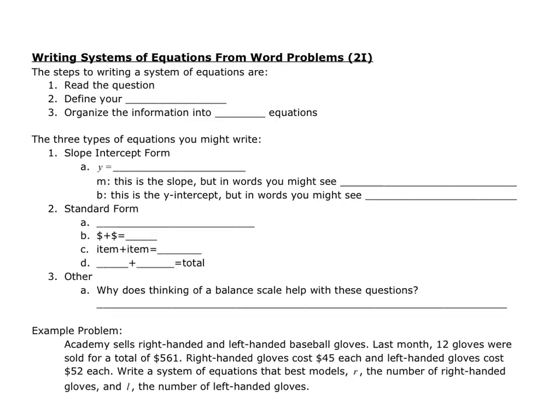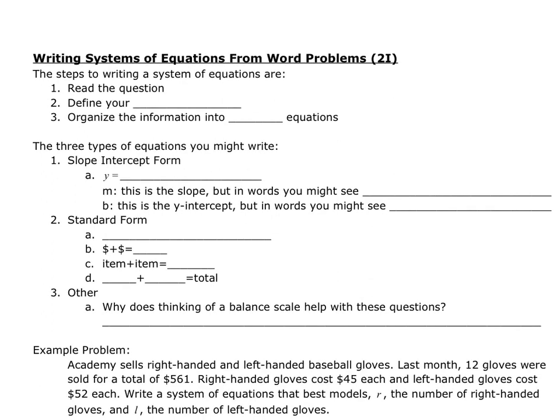Now, we're going to go back a little bit. Something we learned at the beginning of the 6 weeks, writing systems of equations from word problems. 3 steps to writing a system of equations are as follows. Read the question. Probably want to do this like twice, but read the question. We are going to define our variables, which means we're going to list out what they represent. And then we're going to organize our information into 2 equations.